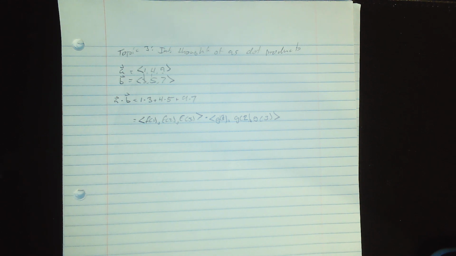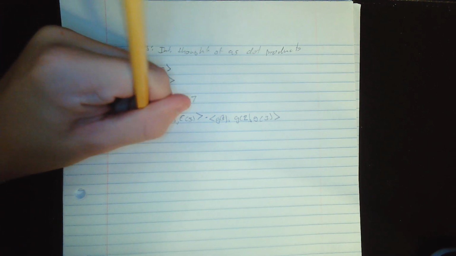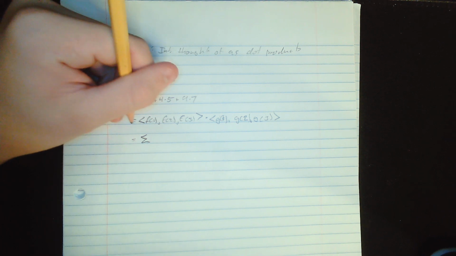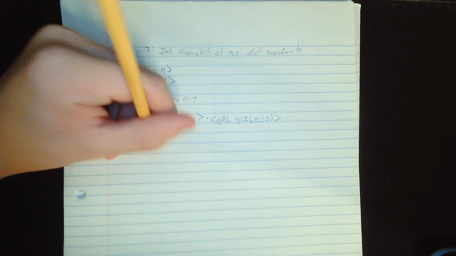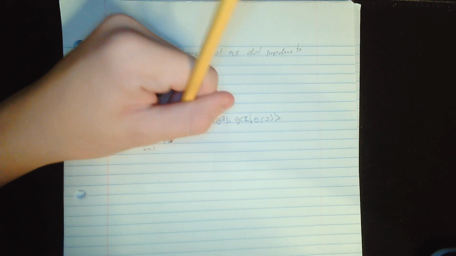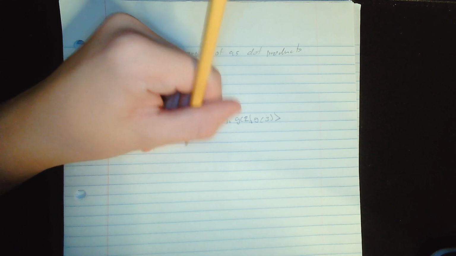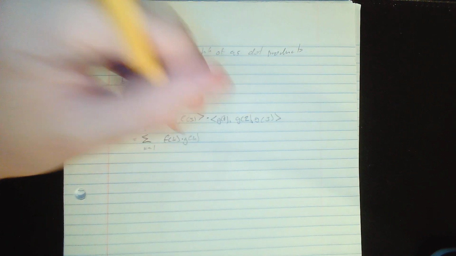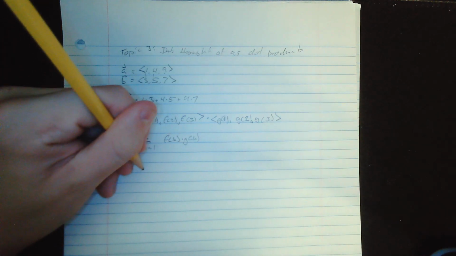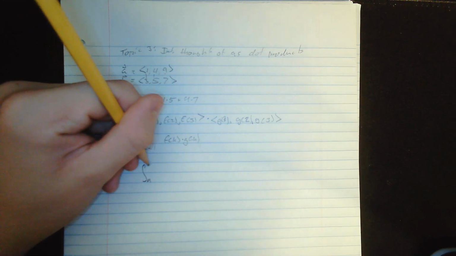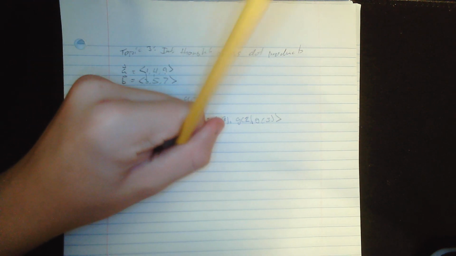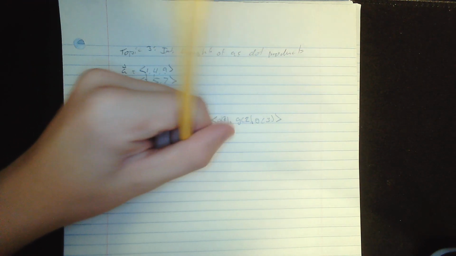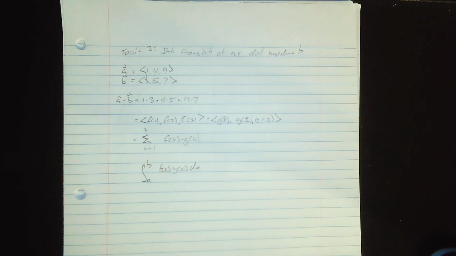Now we can rewrite this as a summation, where we'll have the sum from k equals 1 to 3 of F of k times G of k, which we can rewrite as the integral from a to b of f of x times g of x dx. So ordinary integration is a dot product of itself. If we work backwards, it's basically the same.